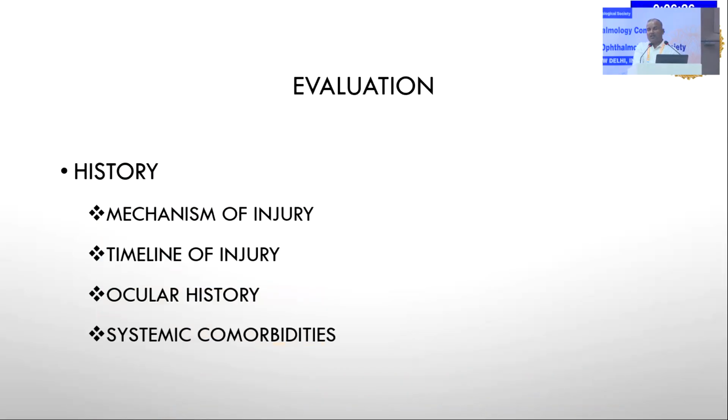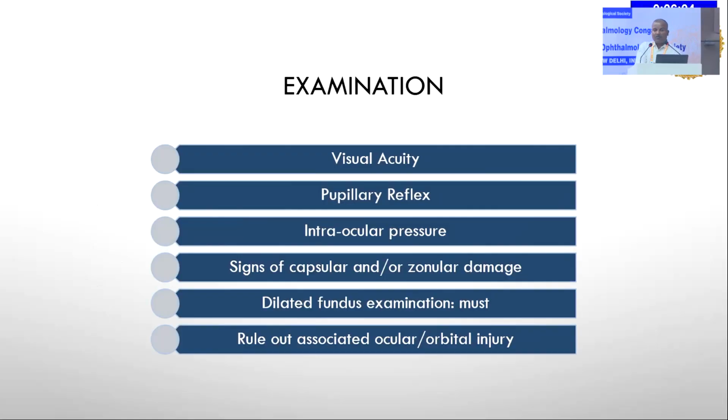Before taking this patient, one should take a thorough history, a detailed history about the mode of injury, time of injury, and whether there is any associated ocular condition or systemic disease that can affect the prognosis of the case. In examination, one should check visual acuity, especially projection of rays. That will give a clue whether there is any posterior segment involvement or not.